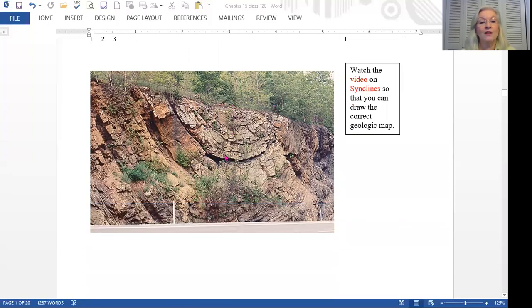And the rock layers come down. You can see in this photograph, the rock layers come down.